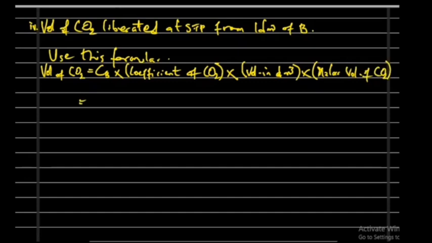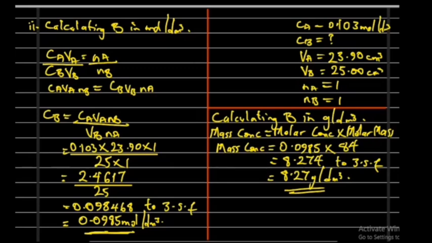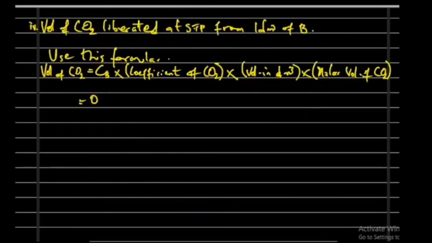So the volume of carbon dioxide at STP, our concentration of B, we calculated previously. We have our CB here to be 0.0985. That is what we will be using, 0.0985 multiplied by our coefficient of carbon dioxide. In our equation, we said it is a ratio 1:1, so carbon dioxide is 1, multiplied by the volume in dm cube, 1 dm cube, multiplied by molar volume of a gas, which is 22.4 dm cube.